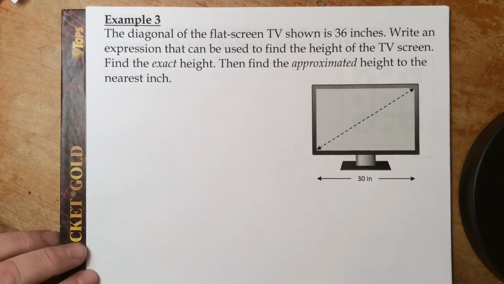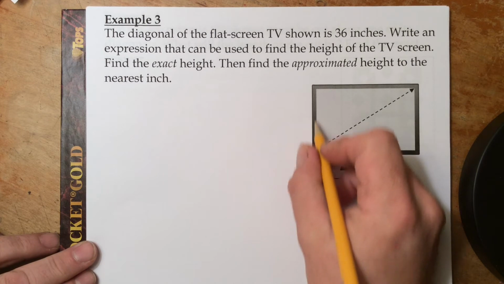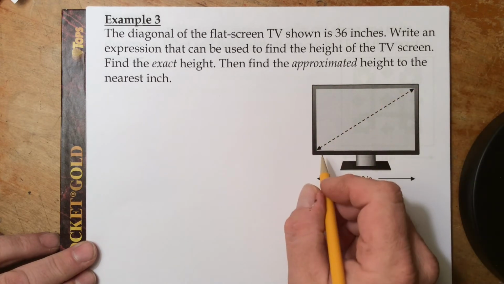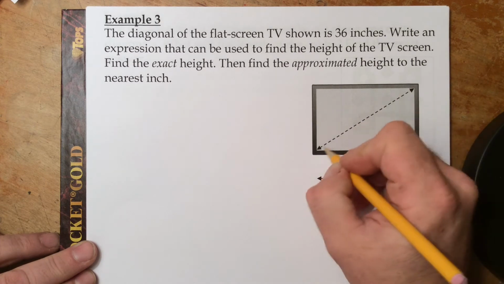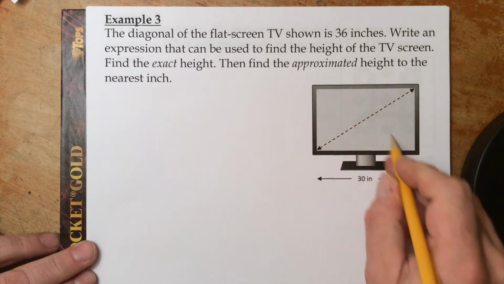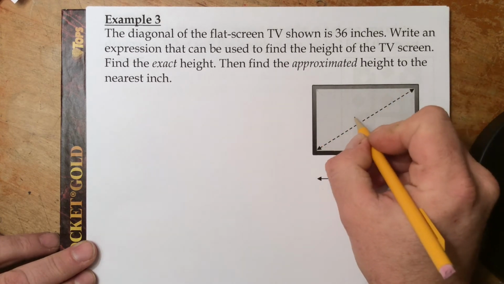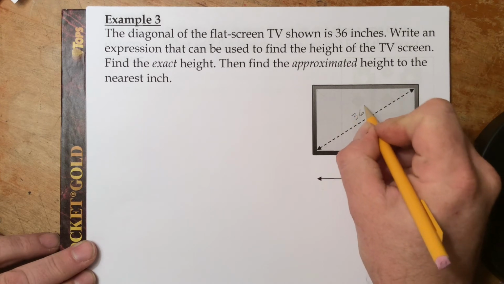Example 3. The diagonal of the flat screen TV shown is 36 inches. So in a television, the screen's diagonal is always measured across from corner to corner. It could have been this one also, but they're using this one. So this is 36 inches.